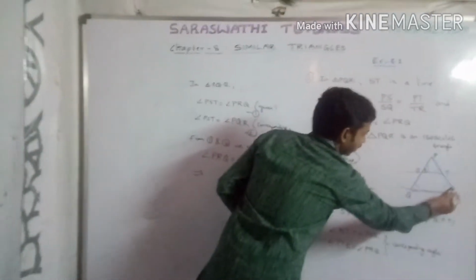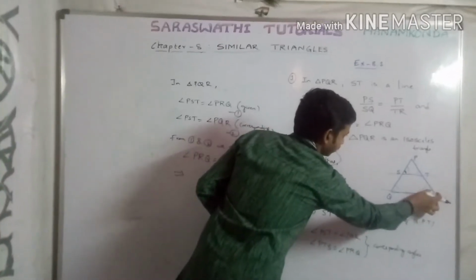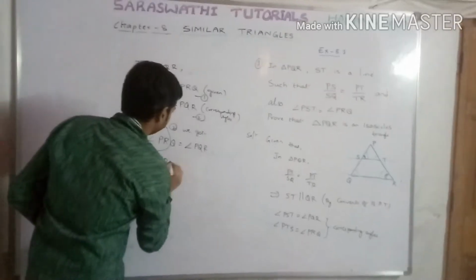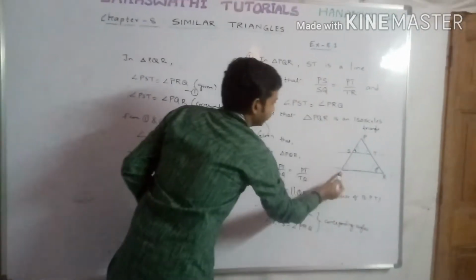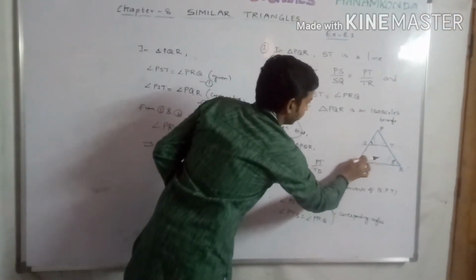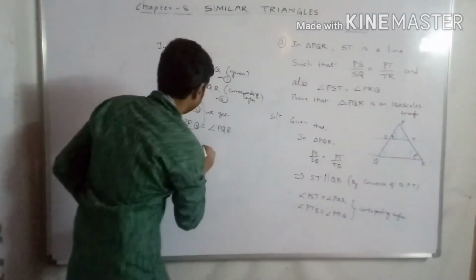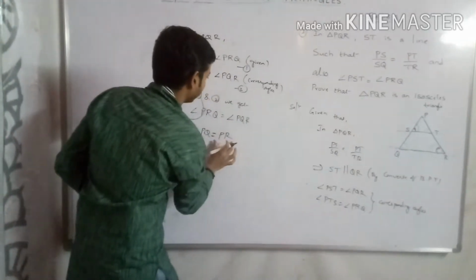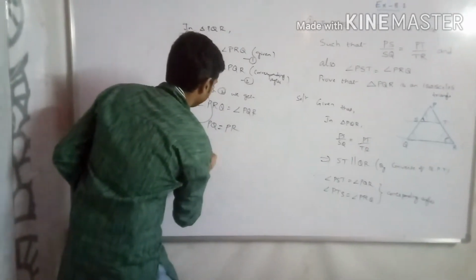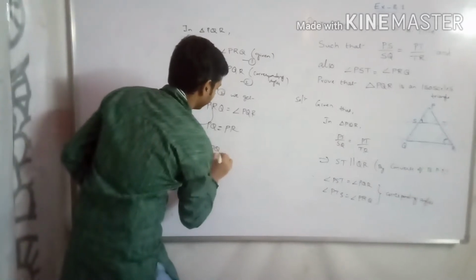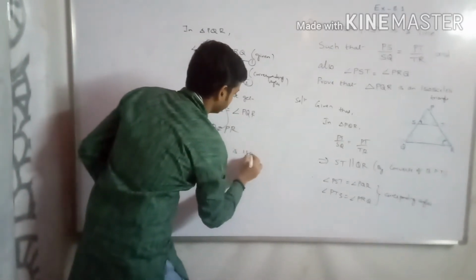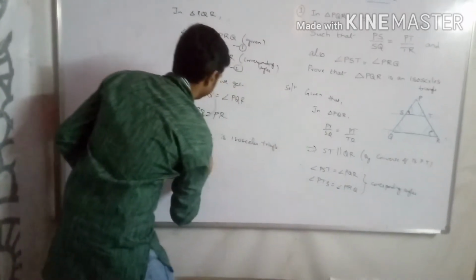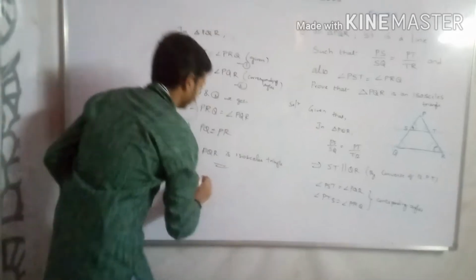So angle PRQ, this is the angle, and the side opposite to this angle is PQ. Similarly, angle PQR, this is the angle, and the side opposite to this angle is PR. So PQ equals PR. That means two sides of triangle PQR are equal. So it implies triangle PQR is an isosceles triangle. Hence proved.